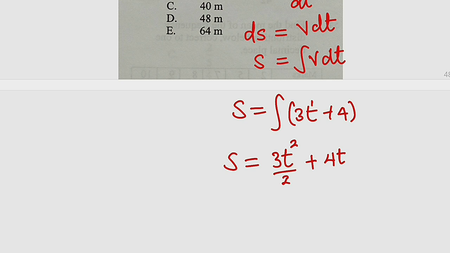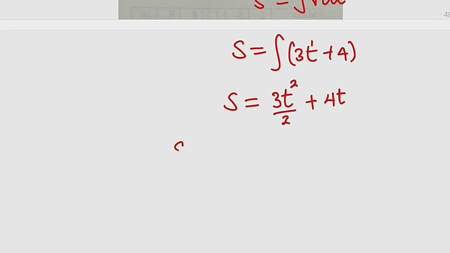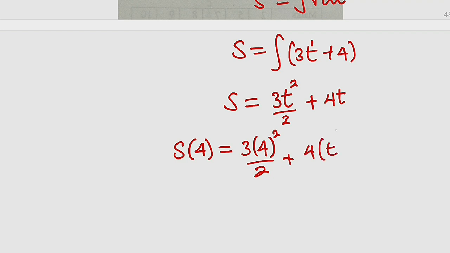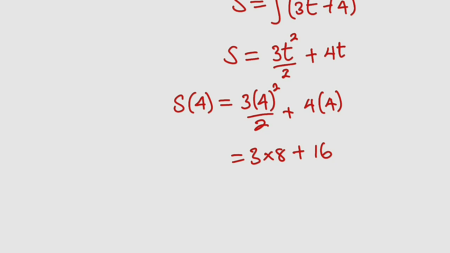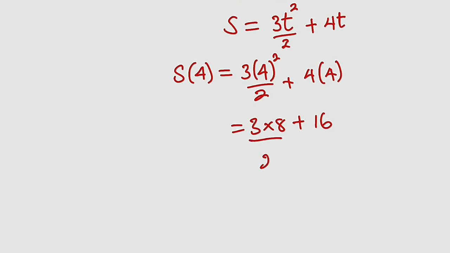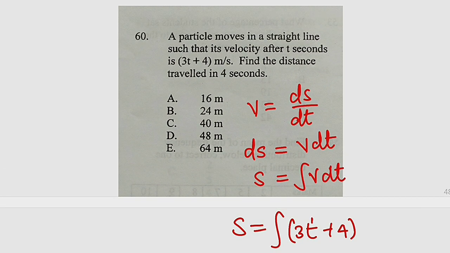We want to find the distance when t is 4 seconds. Therefore, s of 4 will be equal to 3 times 4 squared divided by 2 plus 4 multiplied by 4. We simplify. 4 squared is 16. 16 divided by 2 is 8. So we have 3 times 8 plus 4 times 4 is 16. 3 times 8 is 24 plus 16, and this is equal to 40. Therefore, the distance is 40 meters.